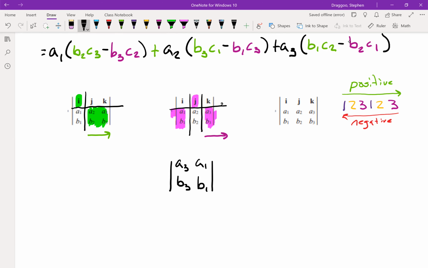Again, I want to follow that pattern, the one that's hanging out over here, and I want to follow it in the positive direction. So after 2 comes 3 and then 1. So this is that determinant times the basis vector j. And then over here, I should probably write down the first one as well: A2, B2, A3, B3 times my basis vector I.